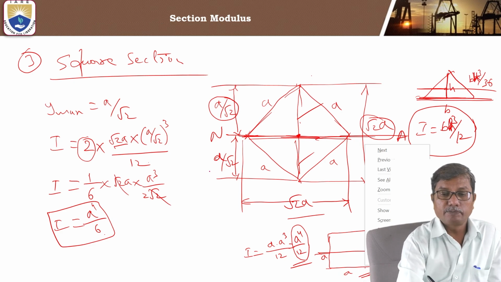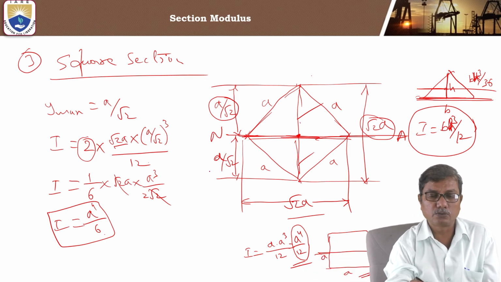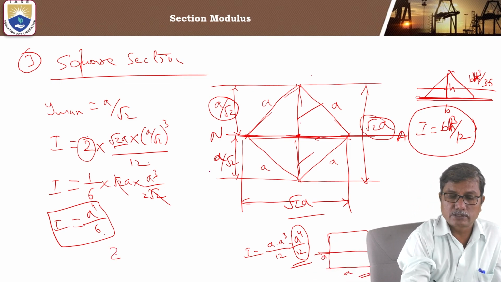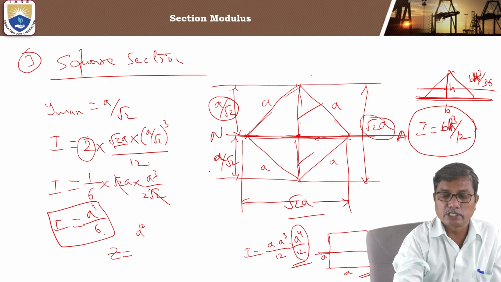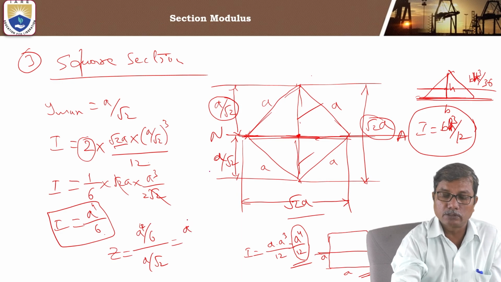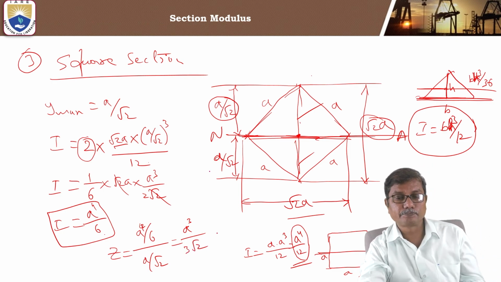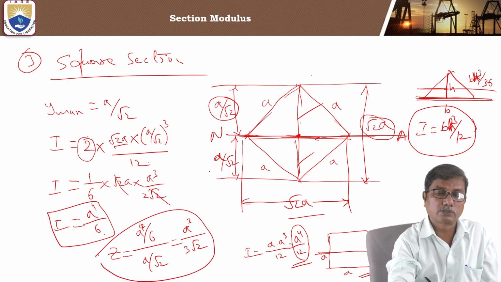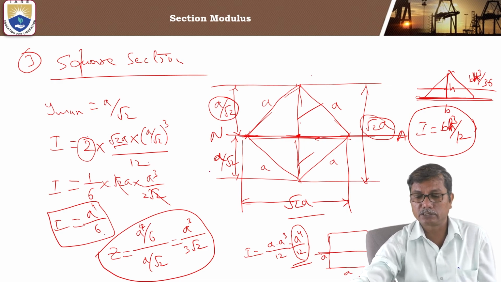And y maximum is a by root 2. So the section modulus is I by y maximum. The I value is a power 4 by 6 divided by a by root 2. So it is a cube by 3 root 2. This is the section modulus for a square section with diagonal horizontal.